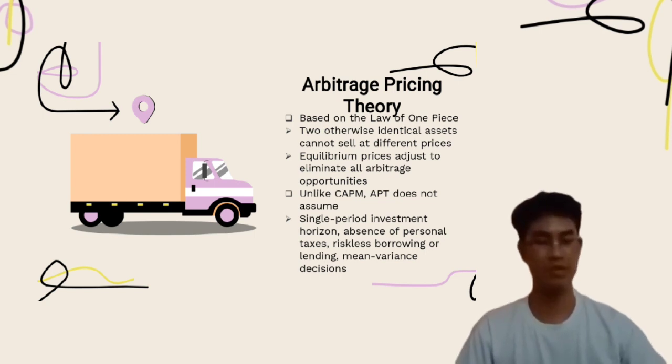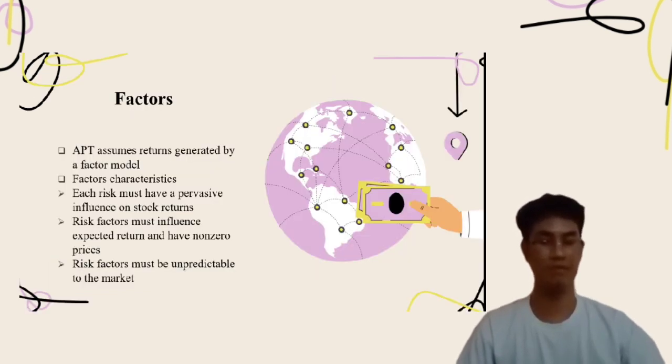Sa arbitrage pricing theory po, iniiwasan po kasi natin na may benta yung financial instrument like securities na wala sa tamang presyo or price. And pag-compute ng expected return sa isang security, nakabase po tayo sa movements sa mga macroeconomic factors. So, ibig sabihin, the market return is determined by a number of different factors. Macroeconomic factors like supply and demand, GDP, and inflation.